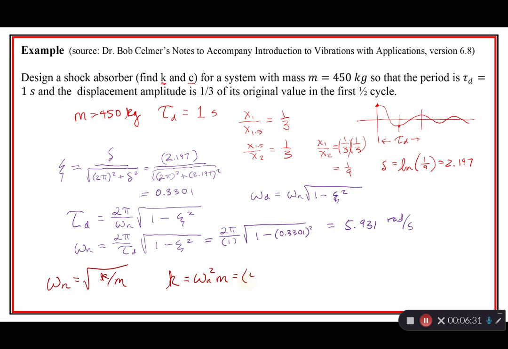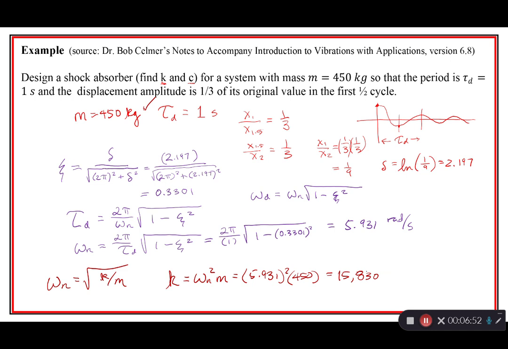So 5.931 squared times the mass, which we were given as 450. So we end up with 15,830.